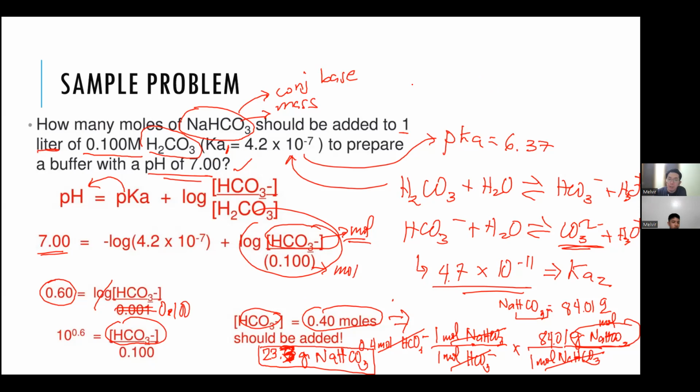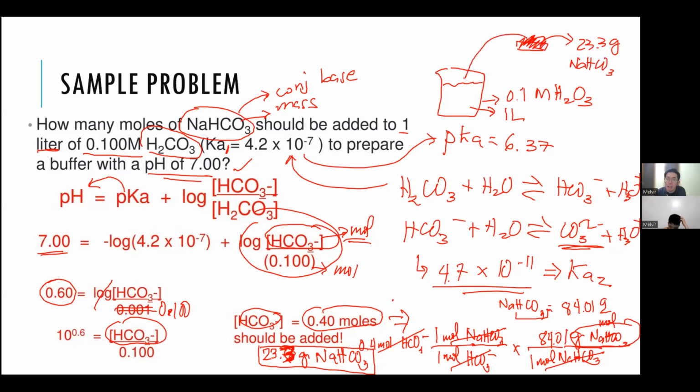Ang unang-una mong gagawin, prepare first a 0.1 molar carbonic acid. Yan muna ang una mong gagawin, no? So, 1 litro dapat yan. Tapos, anong gagawin mo? Weigh out 23.3 grams ng sodium bicarbonate. Tapos, tsaka mo siya ihahalo and then stir. Okay? Stir mo siya ngayon.